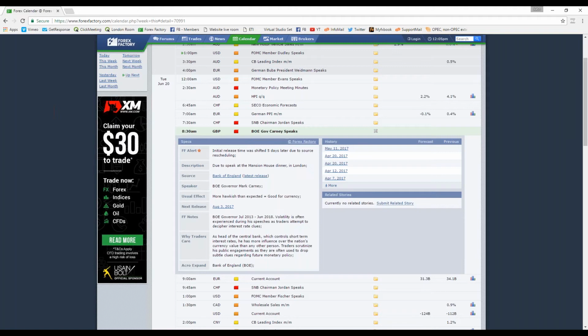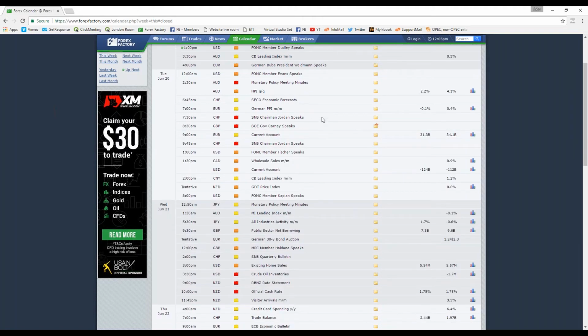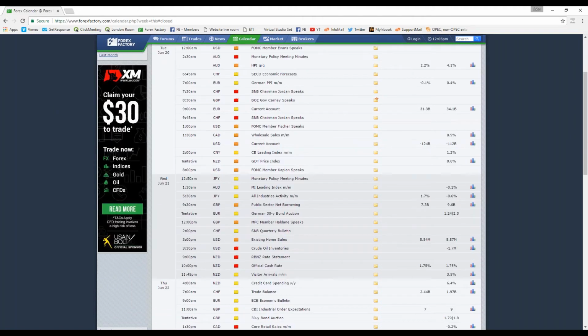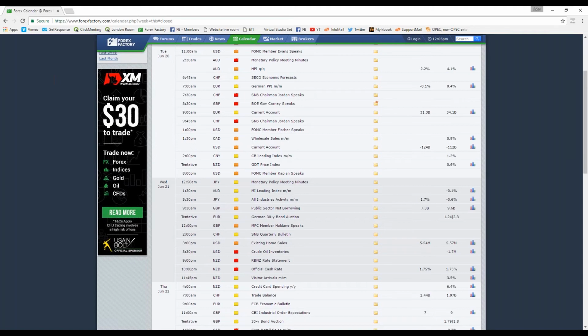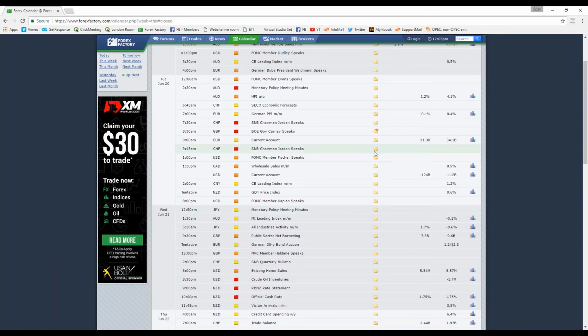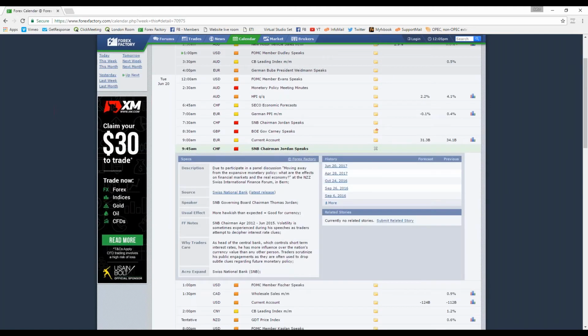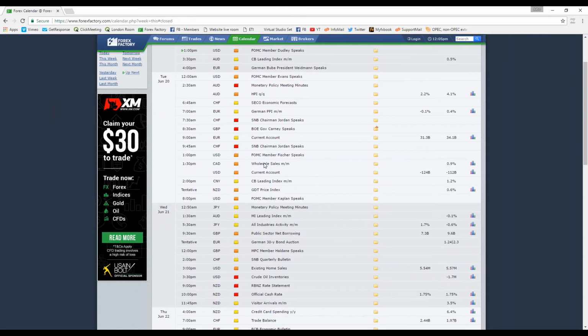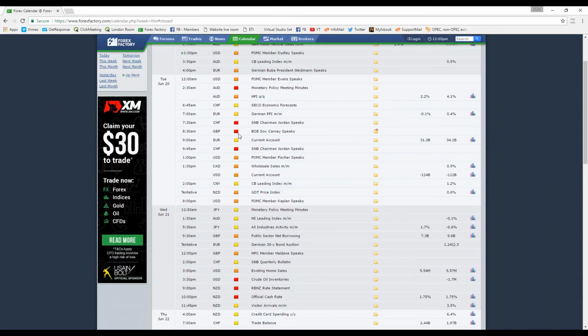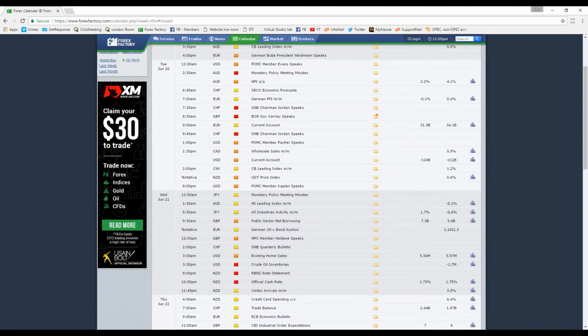Similar thing coming out with Carney. He's going to be speaking at House Dinner, so we're not going to put anything down for the pound. That is pretty much everything for Tuesday, apart from, again, you have SMB Jordan speaking again. But again, I don't see anything here which constitutes something we should put down as major potential volatility. But just bear in mind, his speech could have volatility around these times on Tuesday.